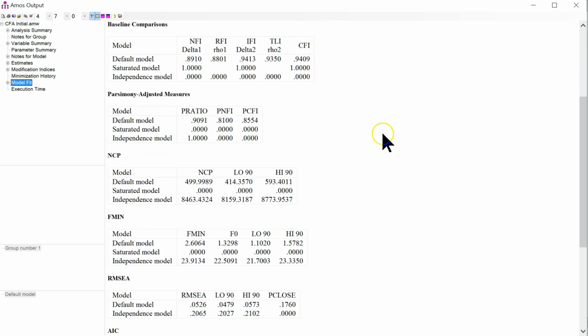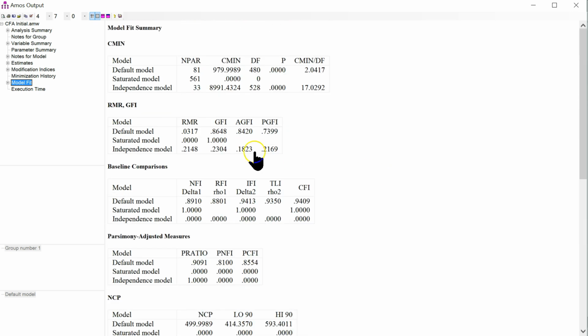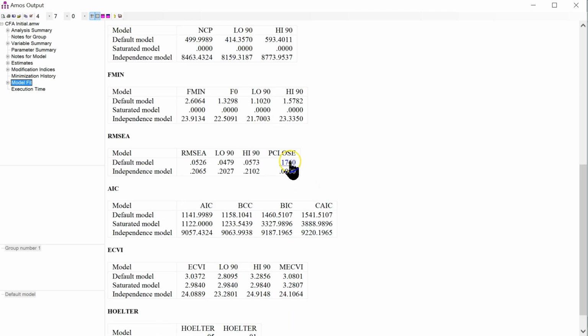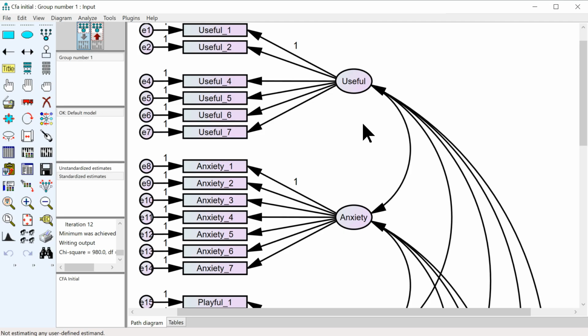CFI improving, nice. If you care about GFI and all that, that's here. Let me go down to P-close, much better. Let's check the SRMR. If the SRMR is good, I'm just going to move on. If not, then maybe we'll address a few more modification indices.